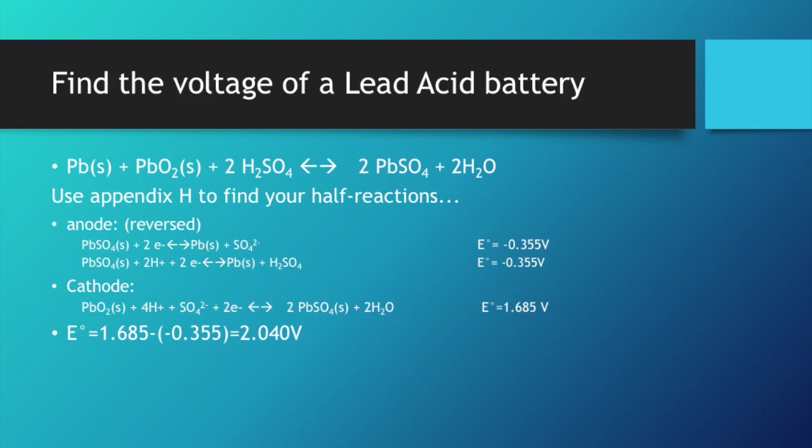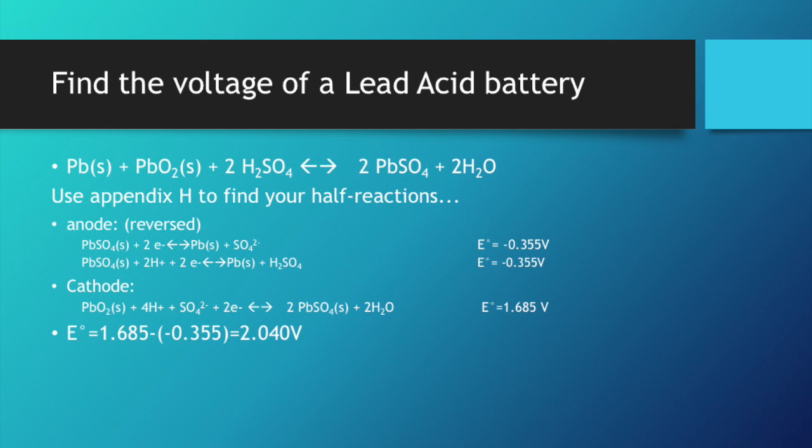So now we've just calculated our E naught values. Now we'll calculate the voltage of a standard lead acid battery. The equation above is given to you. It's a standard lead battery. And we find the half reactions for the anode and the cathode in Appendix H of Harris's Quantitative Chemical Analysis. We find the two half reactions, PbSO4 solid losing 2 electrons to produce Pb solid and a sulfate, and the second half reaction, and the anode has a negative 0.355 volt E naught value.